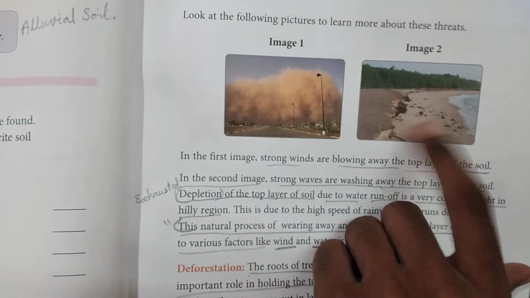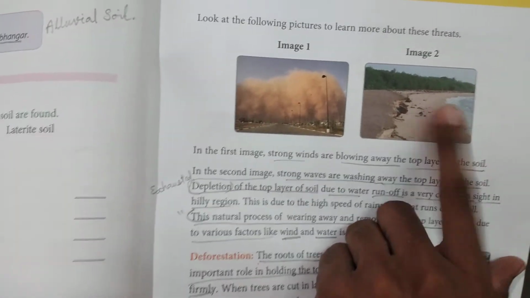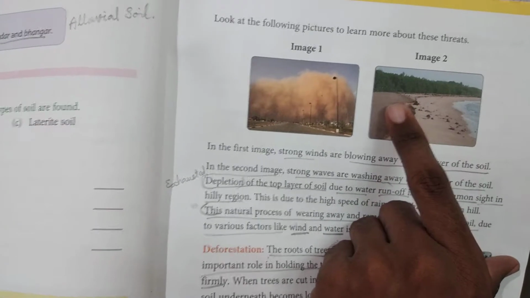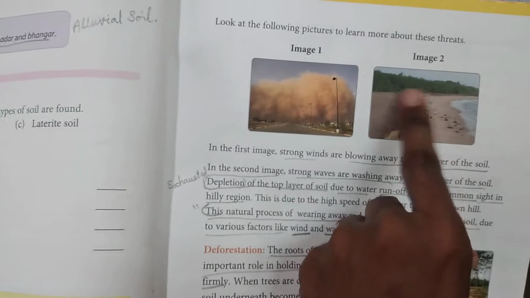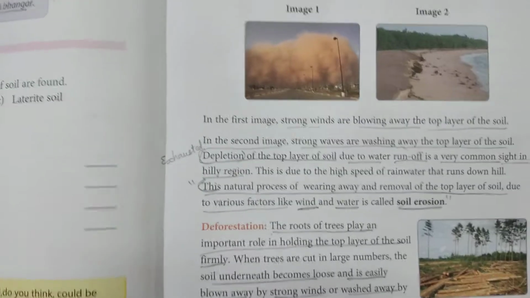And in the second picture, you can see the seas or oceans washing away the soil on the seashore. They leave behind the remains of the soil on the seashore like this. Okay, so what is that?